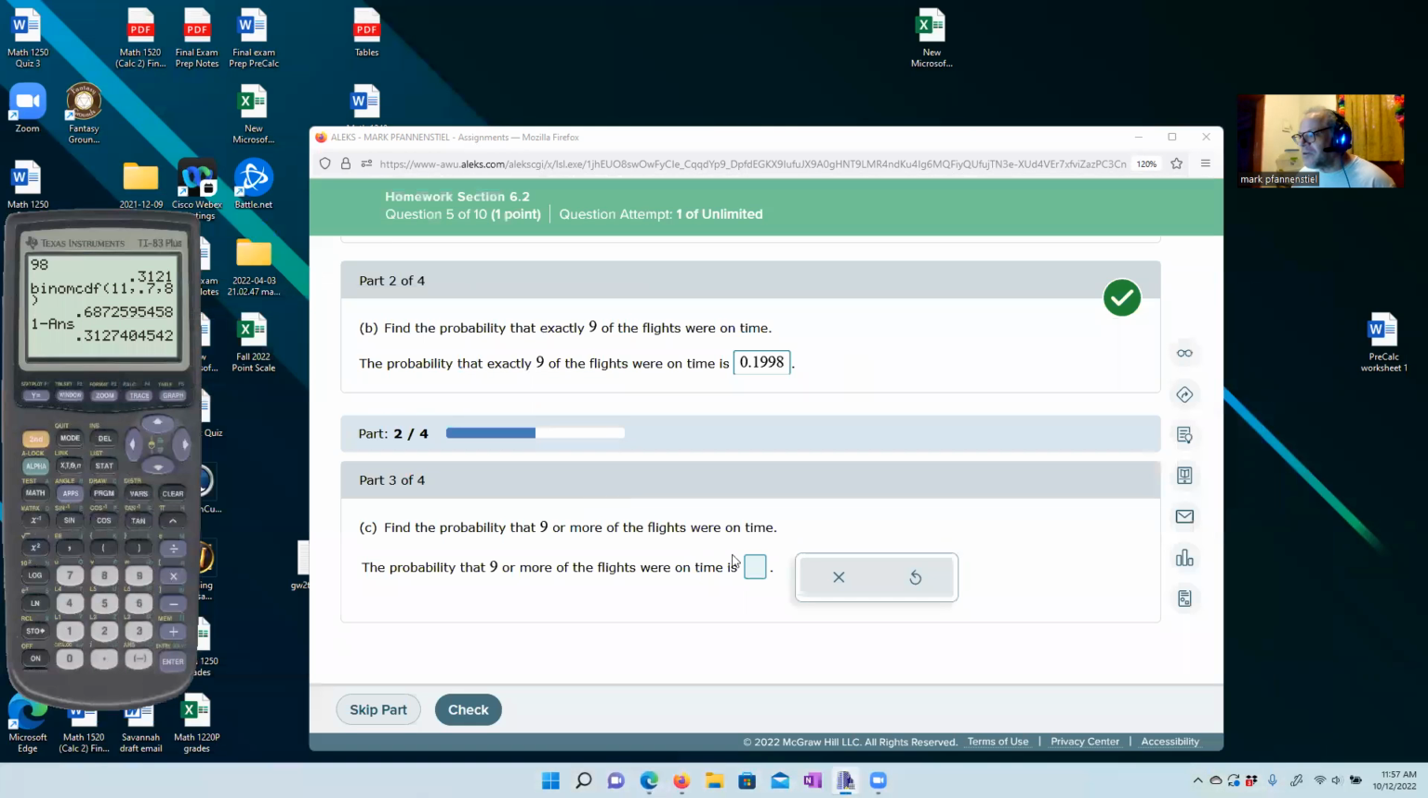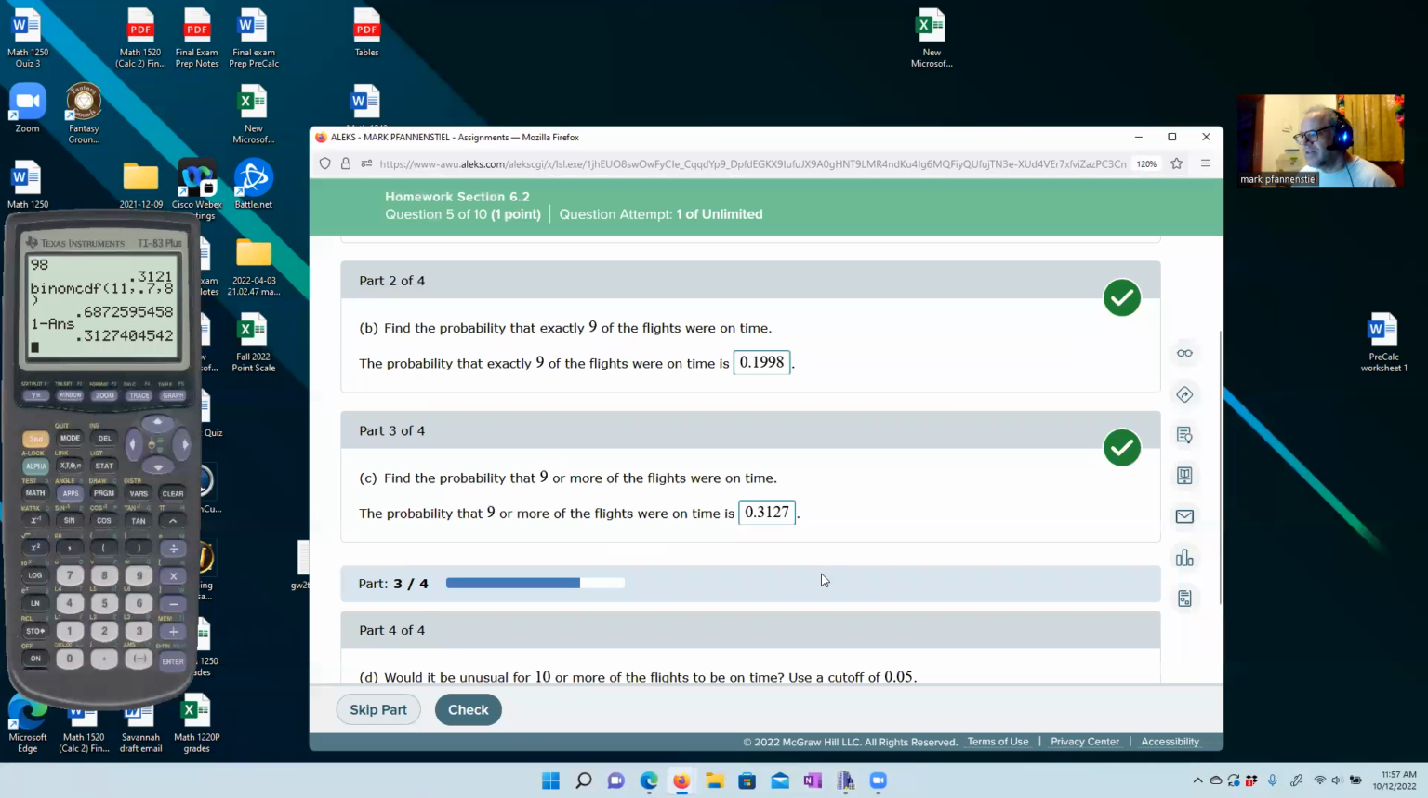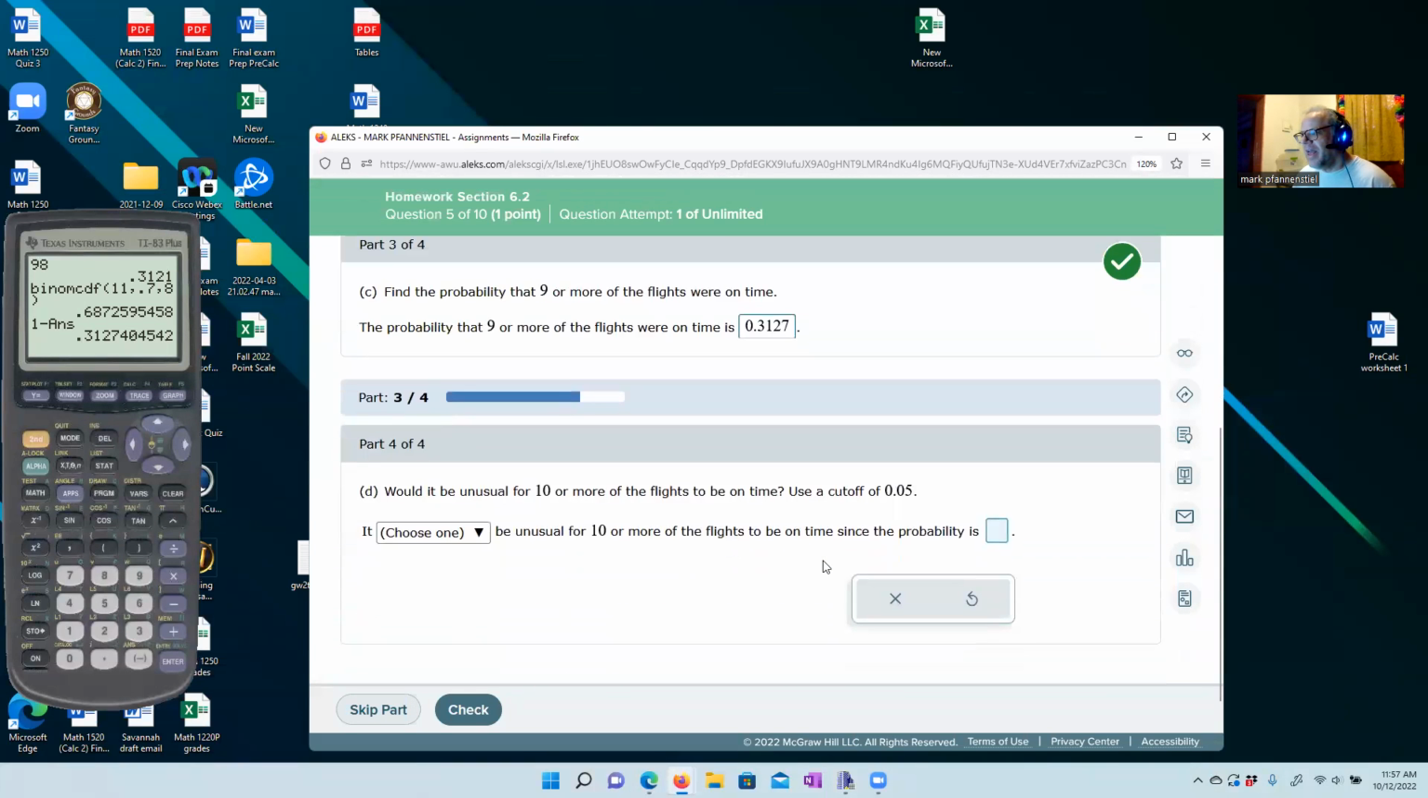Okay, technically both are correct, but we have to worry about round off. So 0.3127 here, or where we rounded for the other 2. So I'm just going to try to be safe and make sure that we've done it right here. Okay, check. Right. And it wouldn't be unusual for 10 or more flights to be on time.